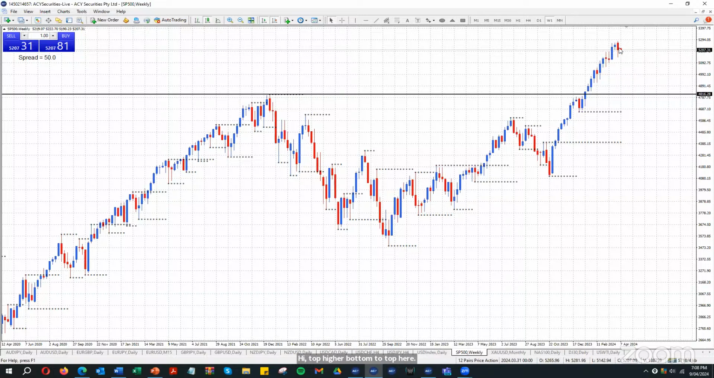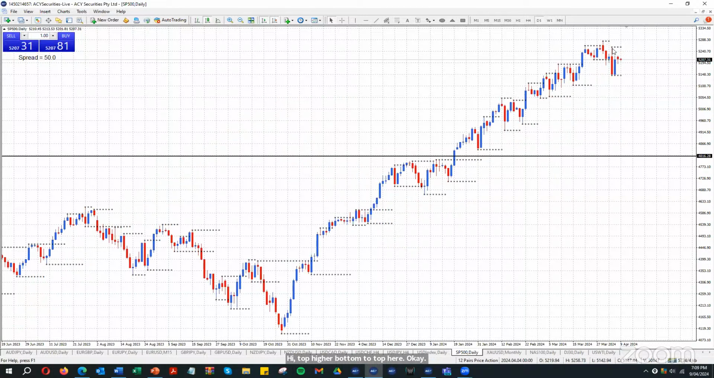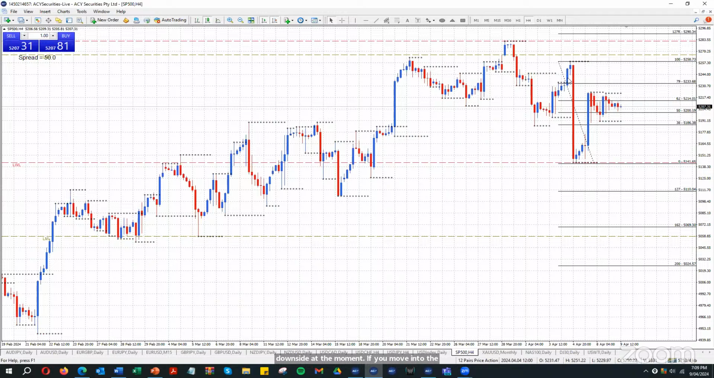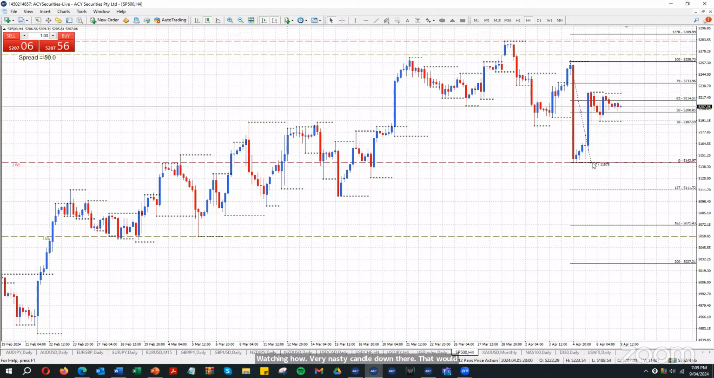But it's maybe a bit high up for me personally to trade. I'd maybe want to see this come down a bit more. The most immediate trend on the day chart is now down, but the longer term trend is up. So this is just corrective against that weekly trend. So, the ranges that are forming to the downside at the moment, if you move into the 4-hour chart, watching that very nasty candle down there, that would have been, I'm pretty sure, the job figures.